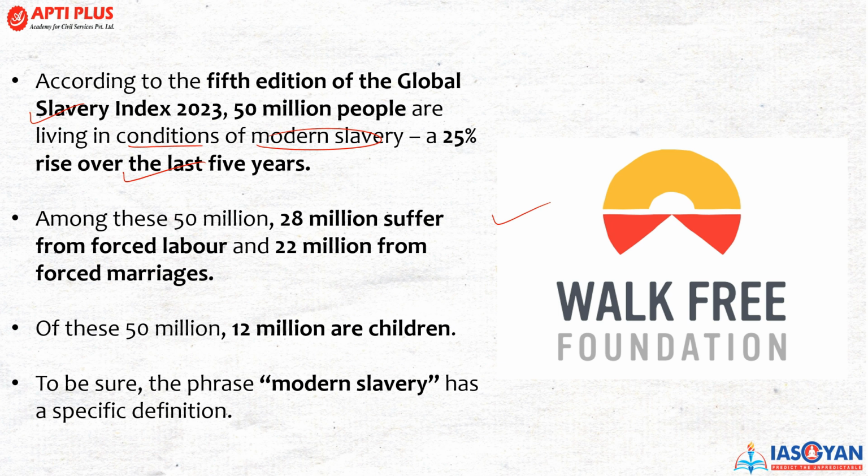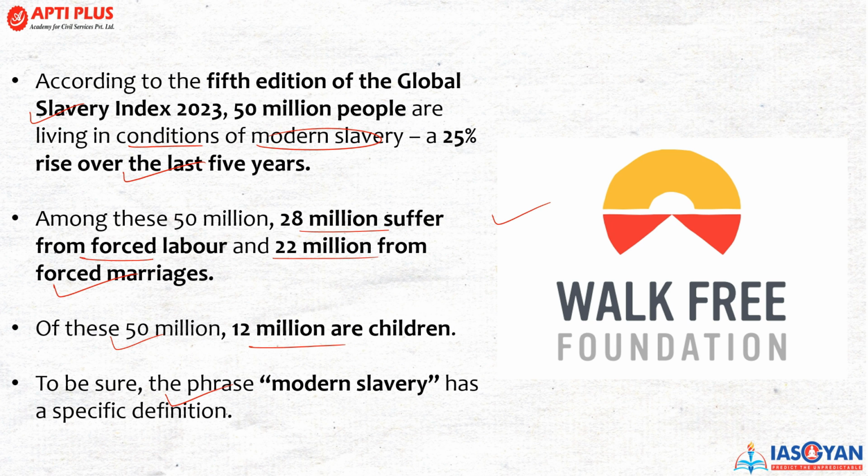Now, among these 50 million people in modern slavery, 28 million suffer from forced labor and 22 million suffer from forced marriage. And of this 50 million, 12 million are children. This is very important and concerning, that a good number of children are engaged as part of modern slavery. Now, to be sure, the phrase modern slavery has a specific definition that I'll tell you.